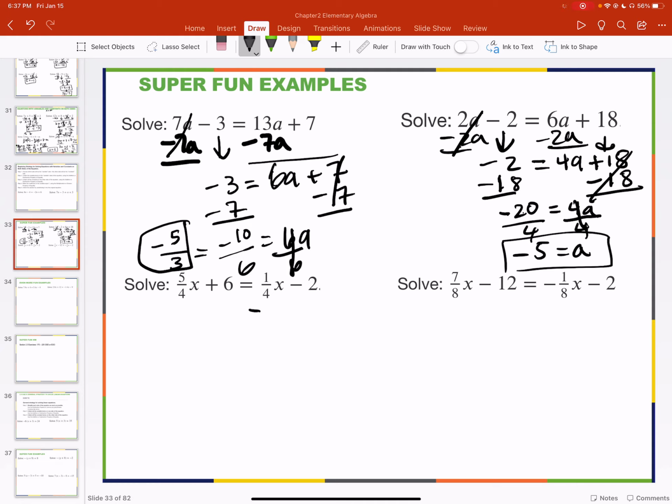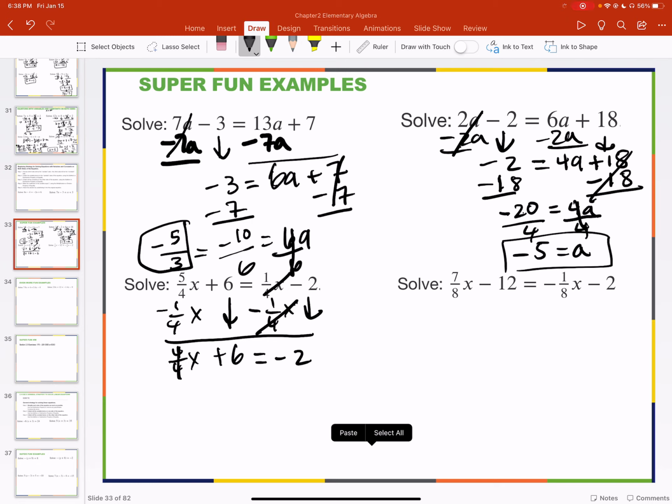Okay, so in this case, I'm going to subtract both sides by 1/4 of an x, right? Cancel, cancel, bring this down. Minus 2 on the right-hand side equals, bring down the 6, positive 6. 5/4 minus 1/4 is 4/4, which is the same as 1, but that's okay. You could write 4/4 x. That's the same. So that's just 1x. And then I'm going to subtract both sides by 6 to get rid of that constant. And I bring down the x, and I get negative 2 minus 6, which is negative 8.